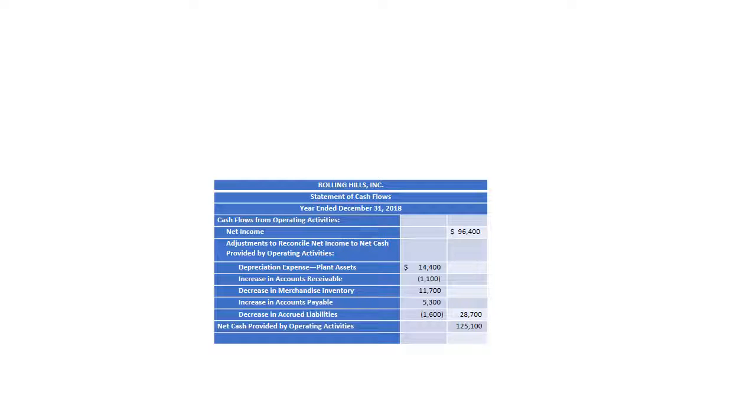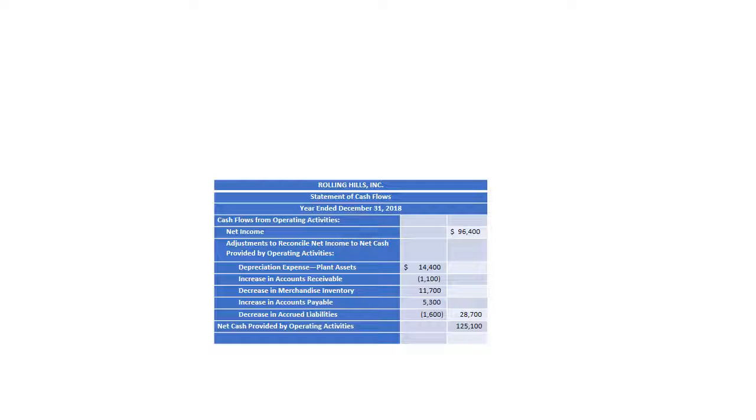Okay, so we're done with current assets. Let's go down to current liabilities. Accounts payable went from a balance of $30,400 up to $35,700. So the difference, $5,300, is an increase in cash flow. Okay, so of the expenses we have recorded, we have not paid on 5,300 of them. Increase cash flow. If we did, our accounts payable would have been lower than 30,400.